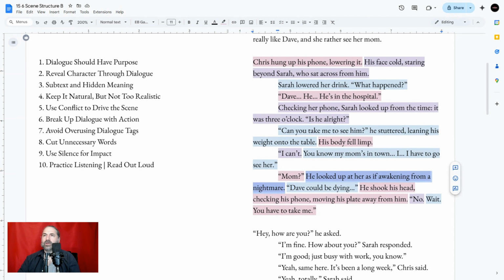This would be an example of silence. So even though this is talking, now there's a beat of silence. Okay, so there we go. And then we just read it out loud.